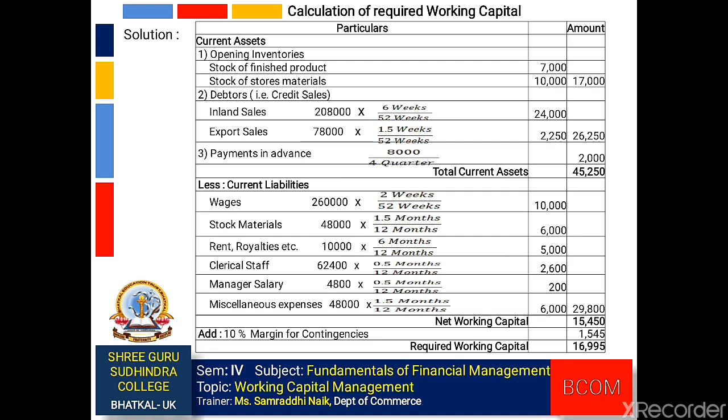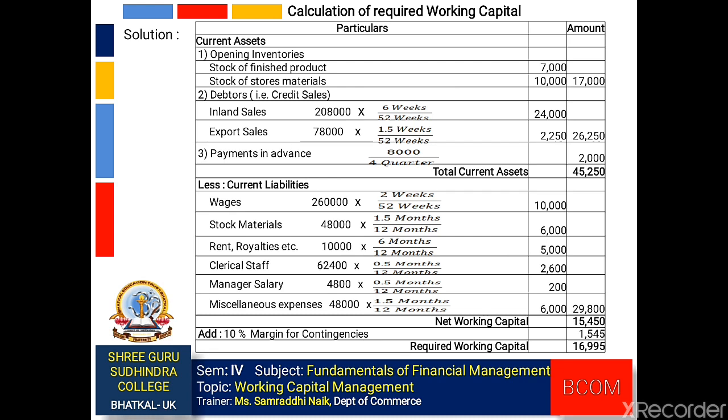24,000. Debtors also contain export sales rupees 78,000 per year. The illustration shows 1.5 weeks credit. So the amount should be 78,000 into 1.5 divided by 52 equals 2,250. Therefore, the total debtor amount should be 26,250 rupees. Third one, payment in advance, rupees 8,000 per year.